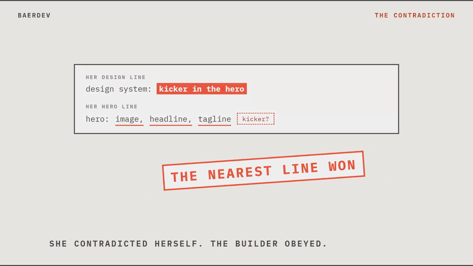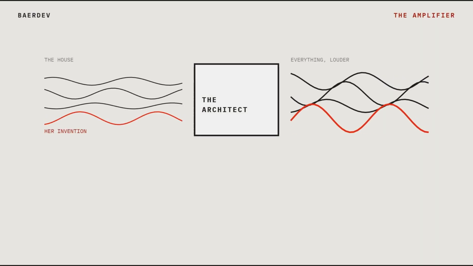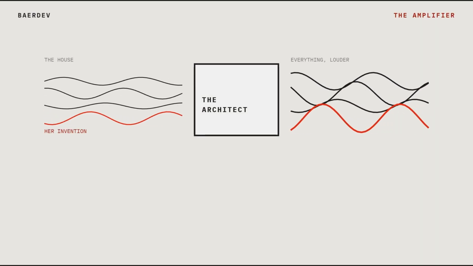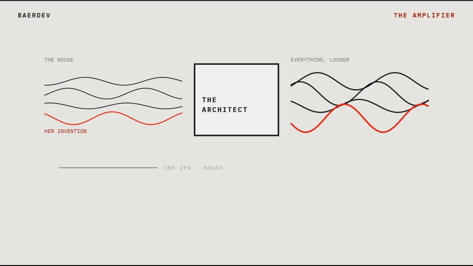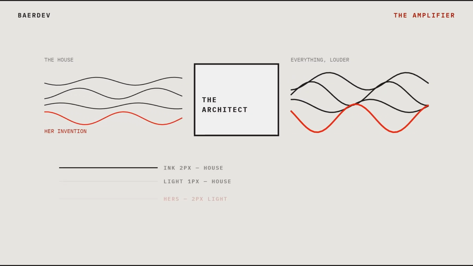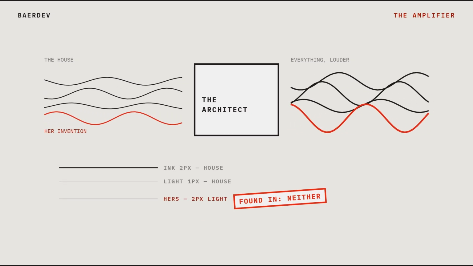And the deepest one, she invented a border. 2 pixels light gray. The house uses 2 pixel ink for big breaks, and 1 pixel light gray for small ones. Her version exists in neither, and she used it in both runs, the same way, every time.